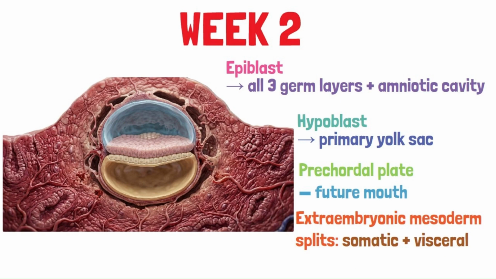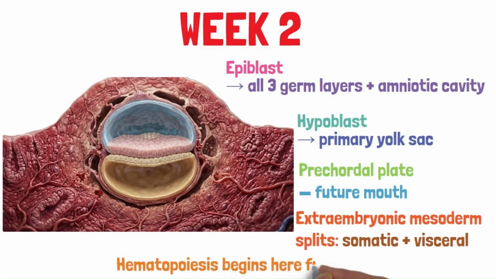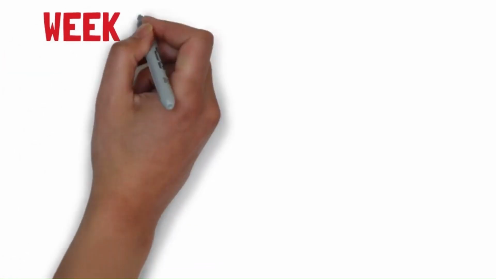Here is a high yield point. The very first blood cells in your patient's body don't come from bone marrow. They come from mesoderm around the yolk sac, weeks 3 through 6. Before the liver, spleen, thymus, and finally bone marrow take over.